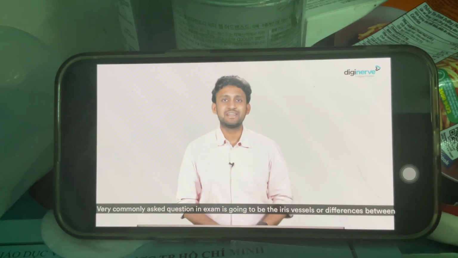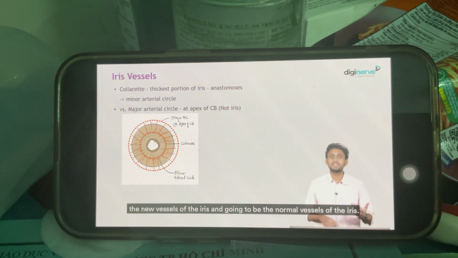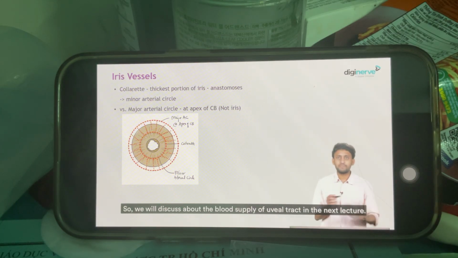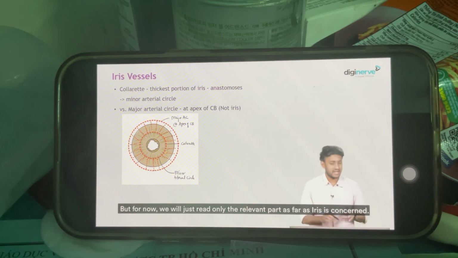A very commonly asked exam question is going to be the differences between the new vessels of the iris and the normal vessels of the iris. So it's important to know the vascular anatomy of the iris. We'll discuss the blood supply of the uveal tract in the next lecture, but for now, we will read only the relevant part as far as the iris is concerned.